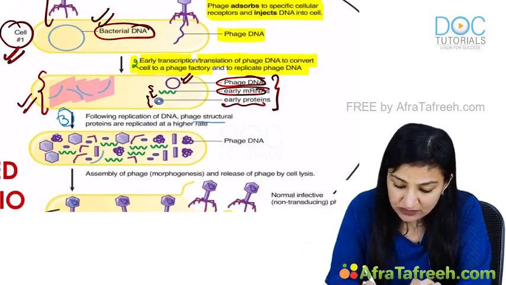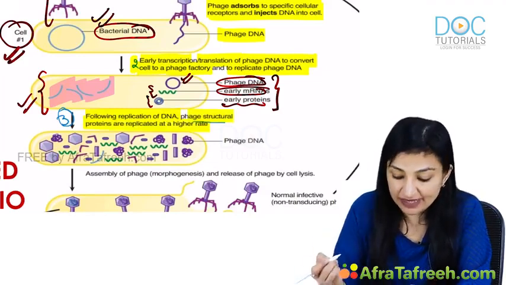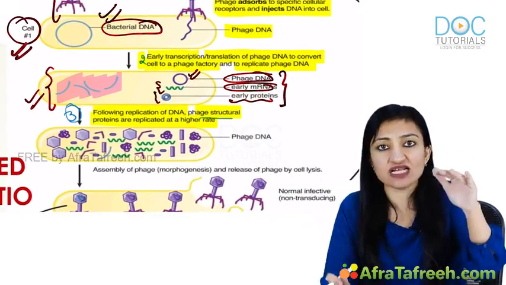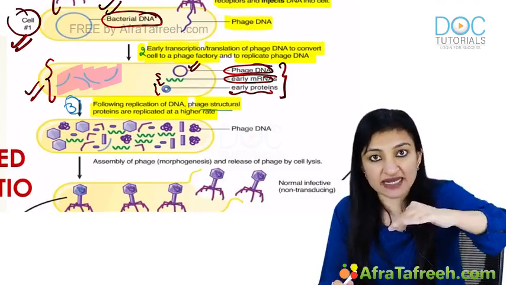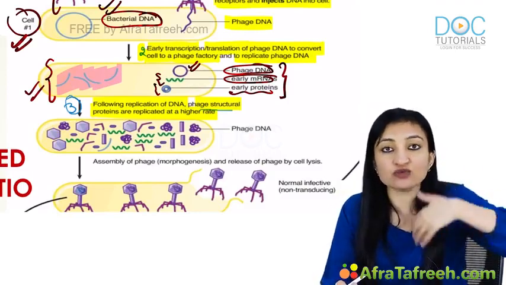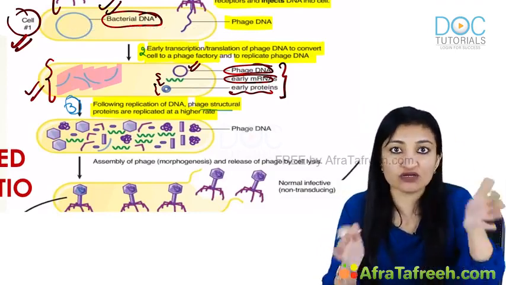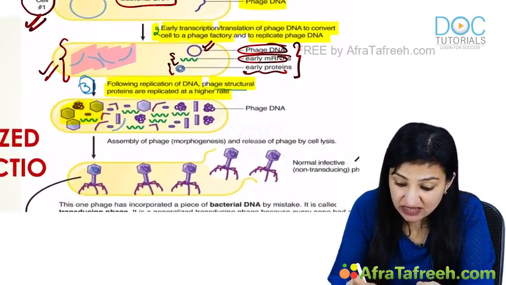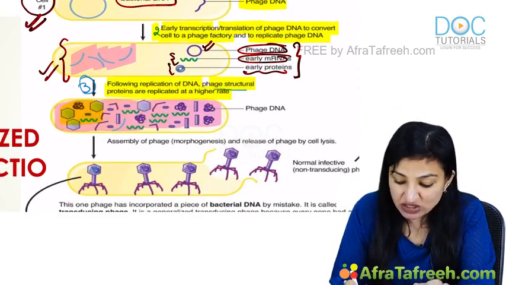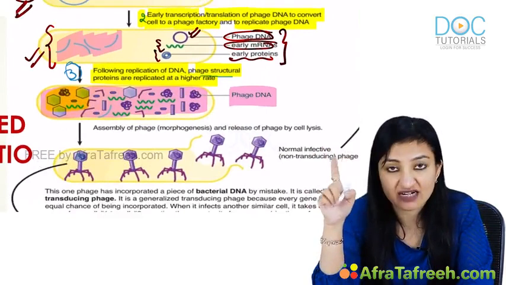After replication of the DNA, the phage structural proteins are synthesized at a higher rate. So what is happening is the phage DNA entered, then the early mRNA was synthesized, and then early proteins were made, which are nothing but enzymes. These enzymes are required for formation of further proteins, that is late proteins, and for genomic replication also. Now you can see this bacterial cell looks like a fish market, with so many different types of phage proteins and phage genome present. Just remember that analogy of a factory manufacturing robots.